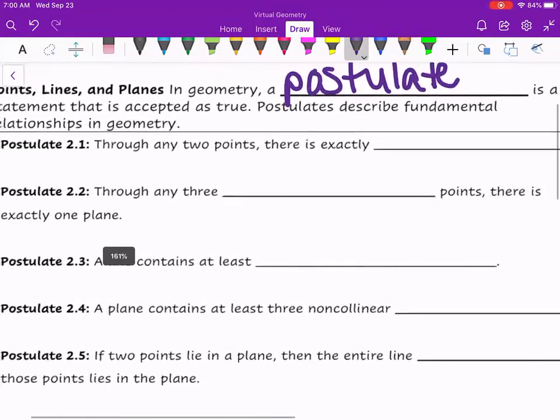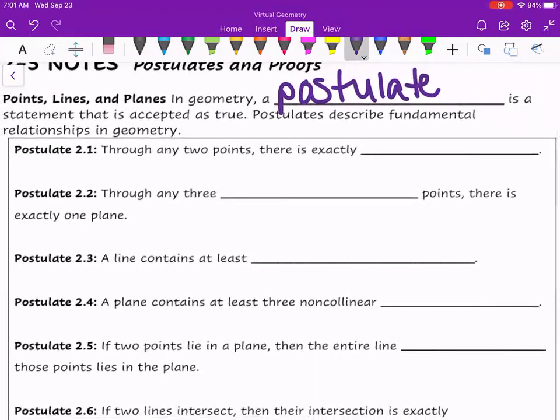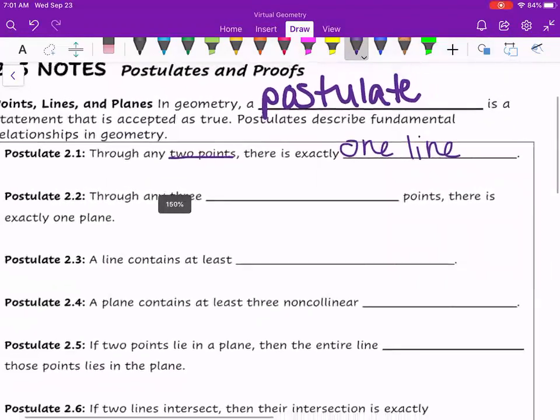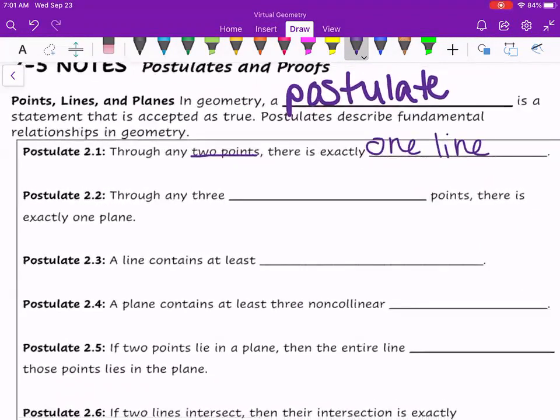We had postulate 2.1 that said through any 2 points, there is exactly one line. Remember back to this postulate: we have to have 2 points in order to make one line. Now, postulate 2.2 says that through any 3 non-collinear points, and remember non-collinear meant the 3 points cannot line up with each other, we get exactly one plane.